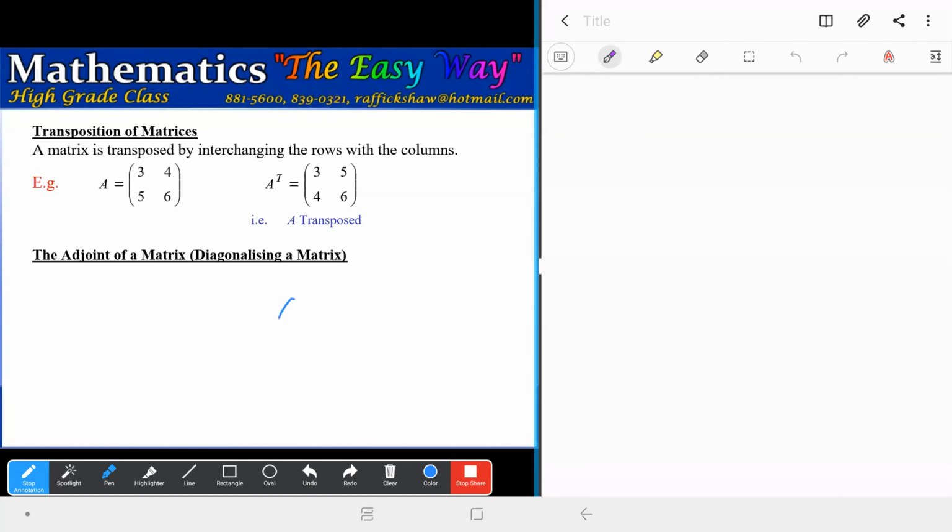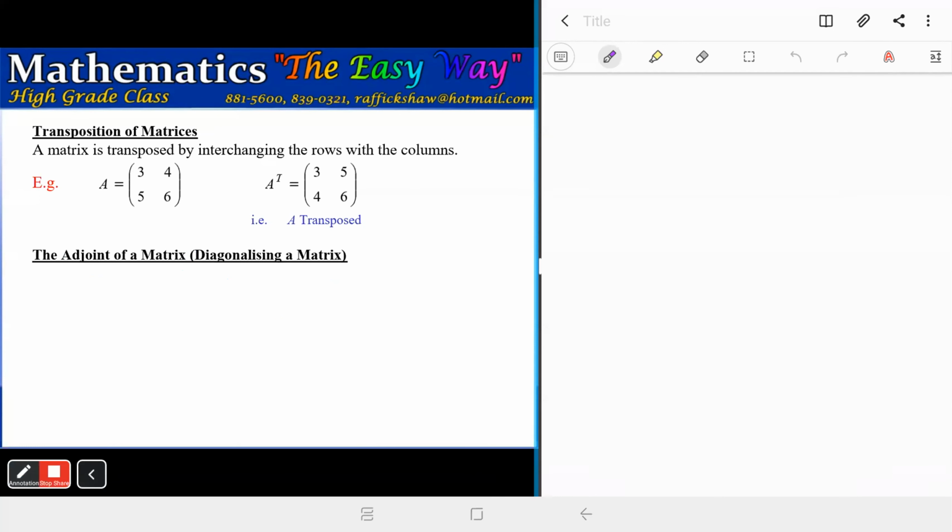A diagonal matrix is one where only the elements on the leading diagonal, for example 1 and 3, are non-zero, and you have 0 here and 0 here. That's a diagonal matrix because only the elements on the leading diagonal are not equal to 0. So the adjoint is used to diagonalize a matrix. It's a tool used in diagonalizing a matrix and also helps in calculating the inverse of a matrix. And it's called the adjoint.